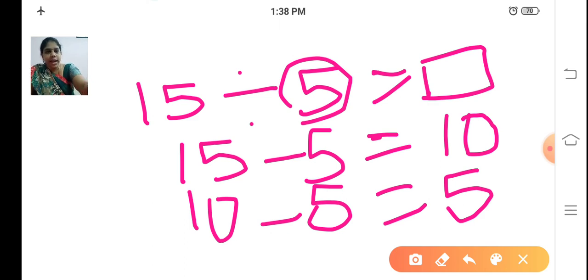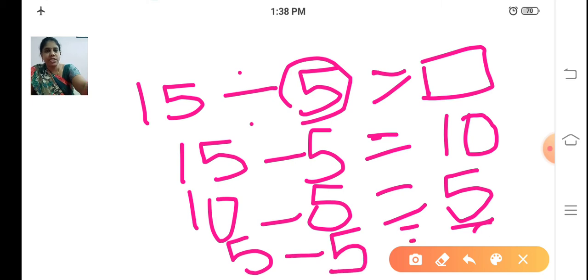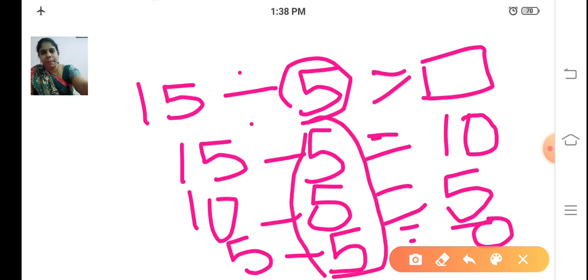Again, from this 5, subtract 5 more. So 5 minus 5 is 0. You have to subtract till you reach number 0. Now tell me how many times you have subtracted. Count how many times you have subtracted. 1 time, 2 times, 3 times. 3 times you have subtracted, right? So 15 divided by 5 is equal to 3.